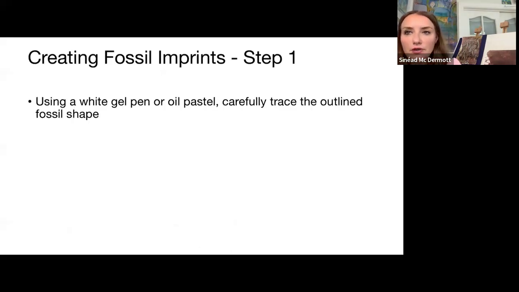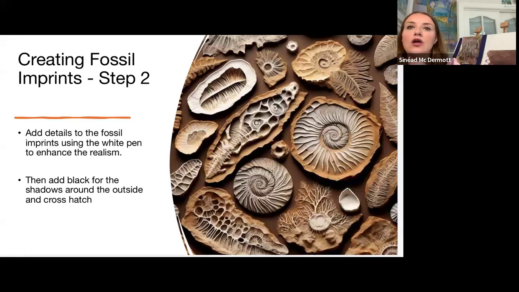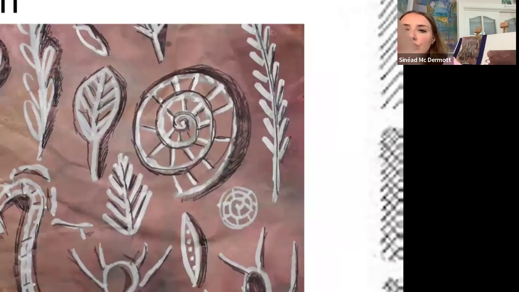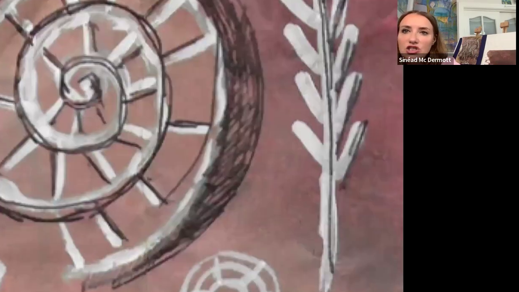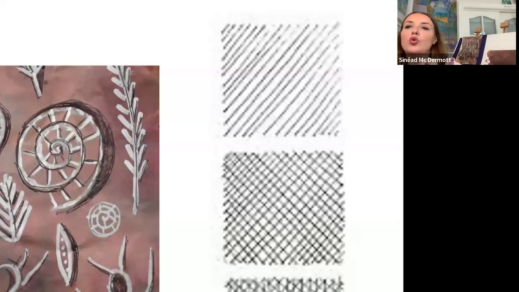So the first step you do is, once you draw it, you then use a white gel pen or oil pastel, and then you outline the fossil. And then the second is to add in the black for the shadows. And we're going to do that around the outside and crosshatch. And crosshatching is, you can sort of see me crosshatching here. I'm showing this very close up. So crosshatching is when you do lines in one direction and then you go in the opposite direction.